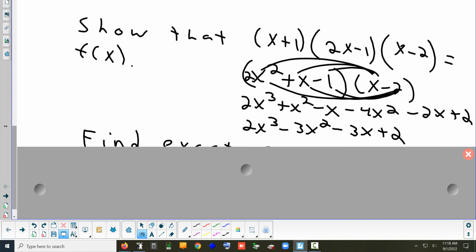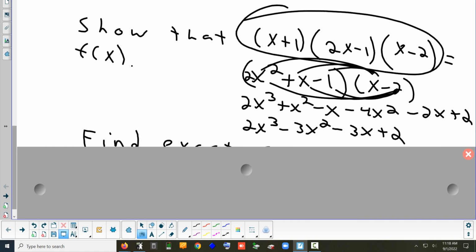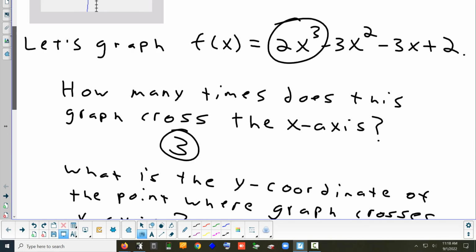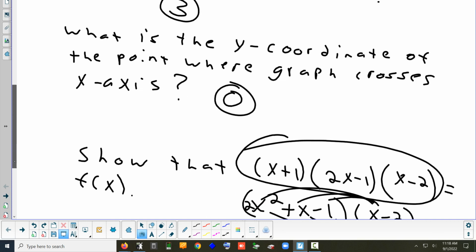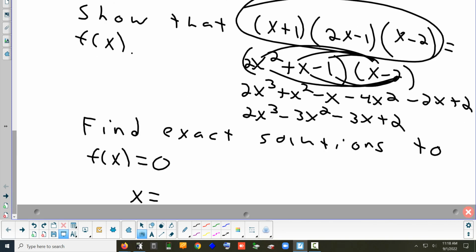But this is much easier to work with than what's up above because it's factored. If you wanted to find the values you plug in for x so that you get 0 as an answer, factoring it is always the best way to do it.